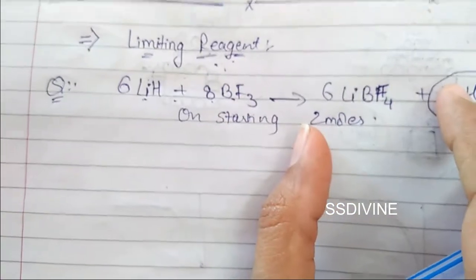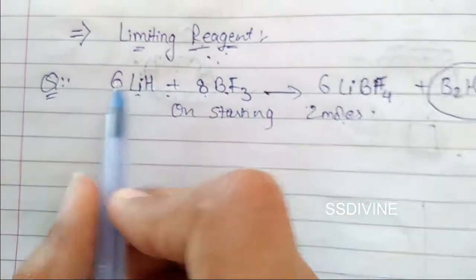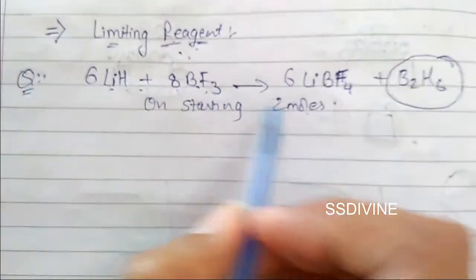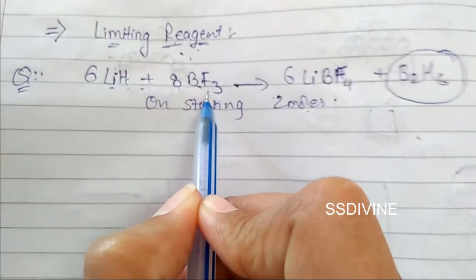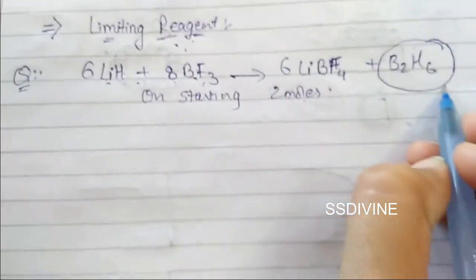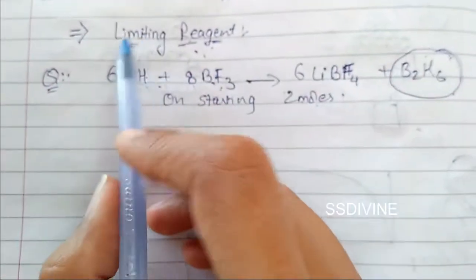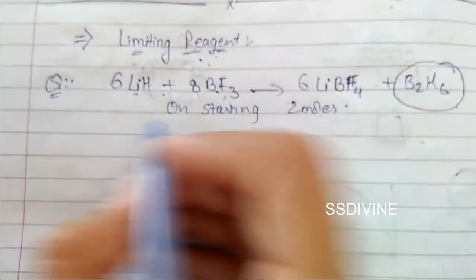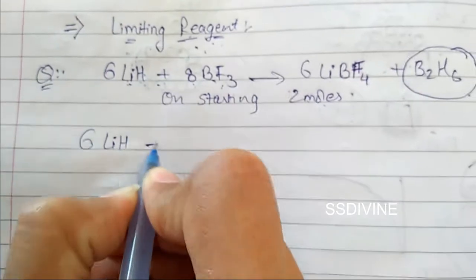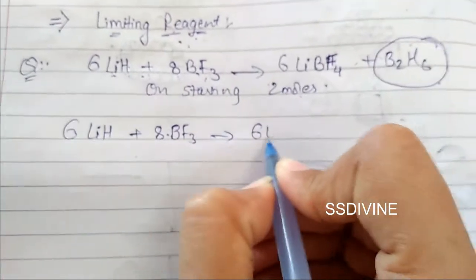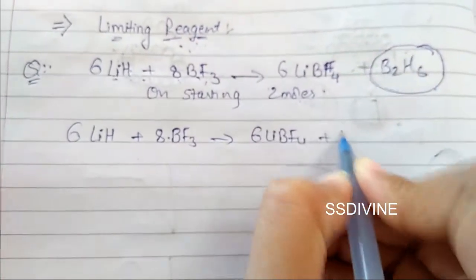Clear? You have a reaction and they are saying initially it is 2 moles of lithium hydride and 2 moles of boron fluoride. So on starting with 2 moles of each reactant, how much amount of B2H6 will be produced? First of all, wherever we are applying limiting reagent, the reaction should be balanced, and here we already have the balanced reaction. So we write here 6 LiH plus 8 BF3 gives 6 LiBH4 and B2H6.